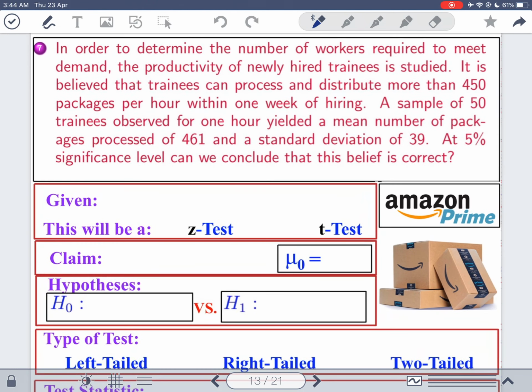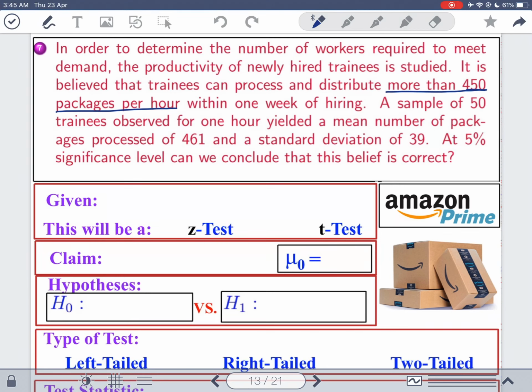And now let's go to the third question, which is problem number 7. Let's read it together. In order to determine the number of workers required to meet demand, the productivity of newly hired trainees is studied. So let us read and then I will tell you. It is believed that trainees can process and distribute more than 450 packages per hour within 1 week of hiring. So you hire them, and then this is telling you that it is believed. So there is a claim here.